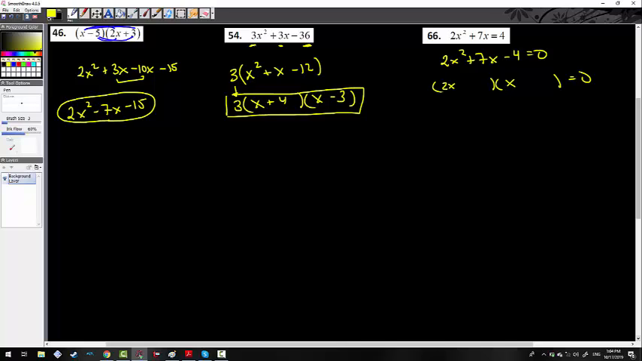2x, x. I think I can come up with two numbers that would add up to 7 with this setup. I think if I put a 4 right here, that would get me an 8x. If I put a 1 right here, that would get me a 1x. And I think those can combine to become a positive 7, as long as the 8 was positive and the 1 was negative. So what does that tell me? It tells me that 2x minus 1 is equal to 0. It tells me that x plus 4 is also equal to 0. So x would equal 1/2, and x would equal negative 4.